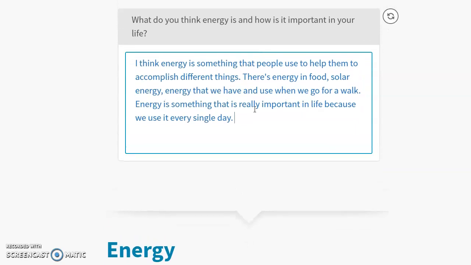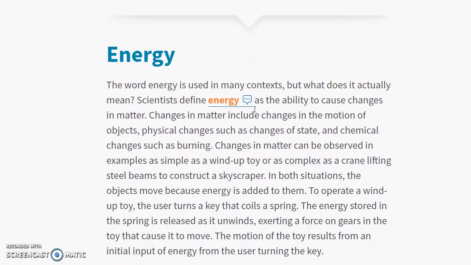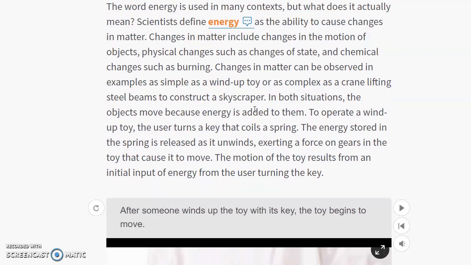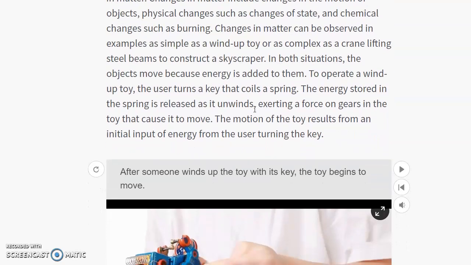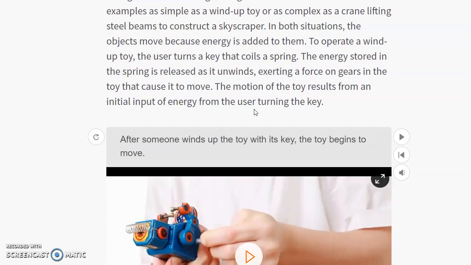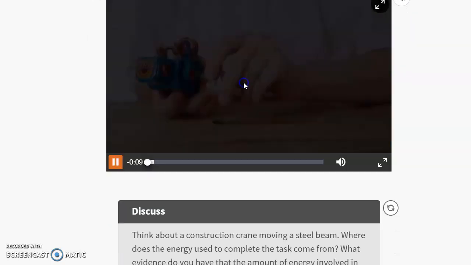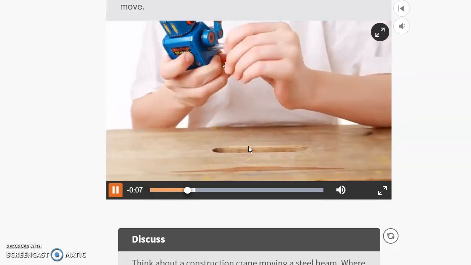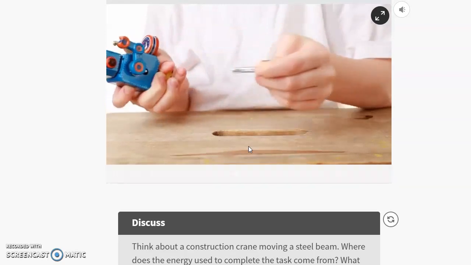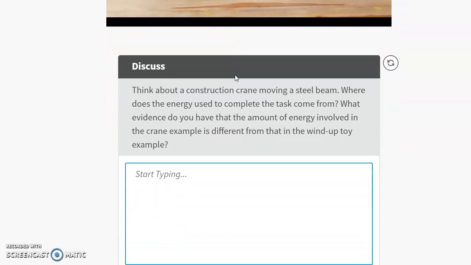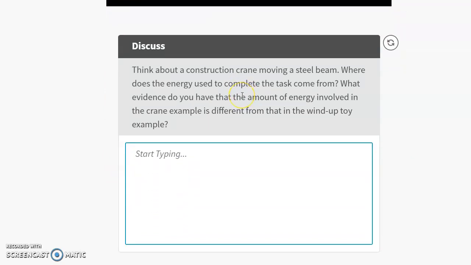All right, now they're going to tell us what energy is. What does that actually mean? The ability to cause change. It's a change in matter. Something is burning, the wind blows through something, a spring moves, a toy moves. Exactly. So the construction crane can move a steel beam. Where does that energy come from? Okay, so let's answer that question first.